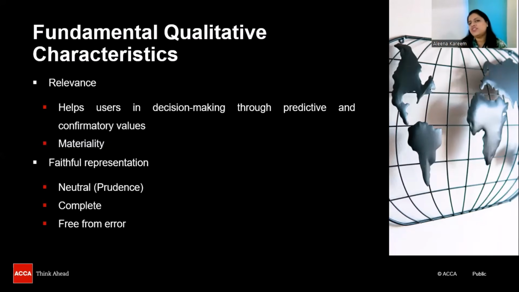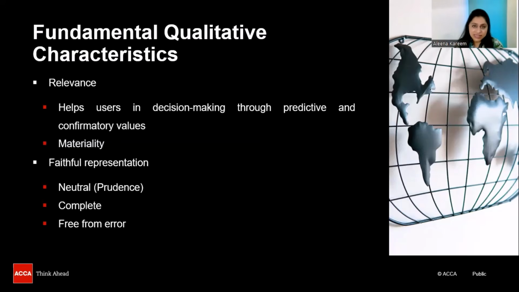So over here, when we talk about the fundamental qualitative characteristics, there are two: one, relevance, the other, faithful representation. Without the presence of these two qualities, the information is not useful for us. Now, what do we mean by relevance and faithful representation? So relevance is something which is relevant to the decision-making needs of the users. This can be through their predictive nature about the future or a confirmatory nature in which something is being confirmed from the past.